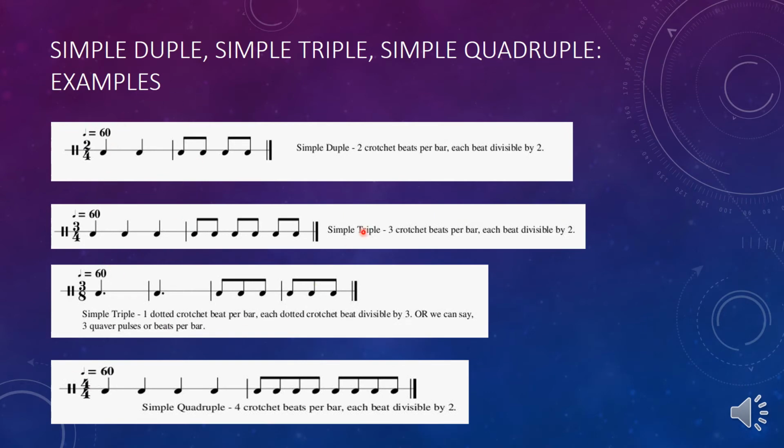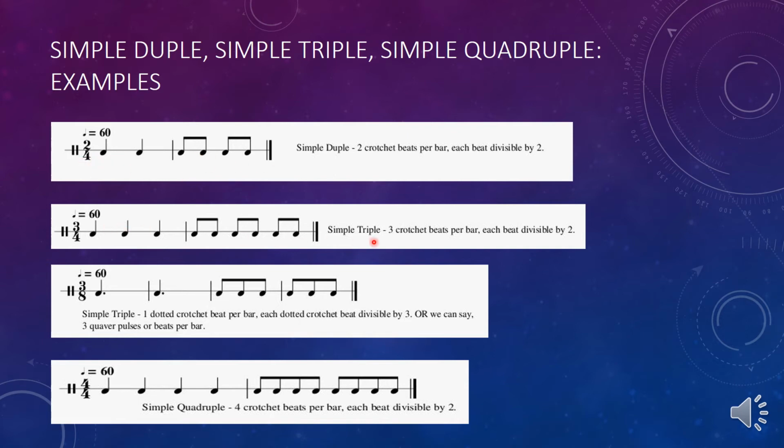Now I've grouped them again. I didn't have this in the first presentation because I was rather anxious to get onto the actual transcriptions themselves. So here we have simple duple, simple triple, simple quadruple examples. Simple duple, you have 2 crotchet beats per bar, each beat divisible by 2 quavers. Okay, that's what that looks like. Divided, you've got your crotchet beats in the first bar and then represented with quavers. Most of us are familiar with this kind of setup, right?